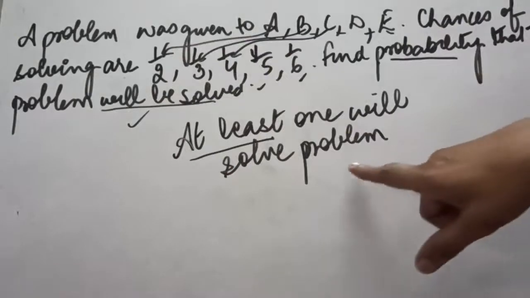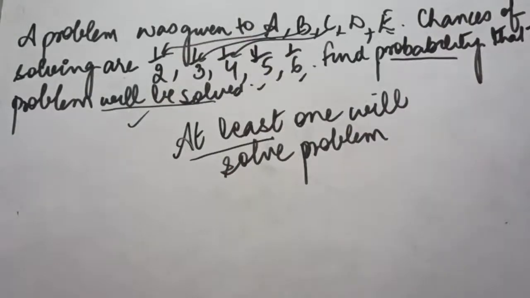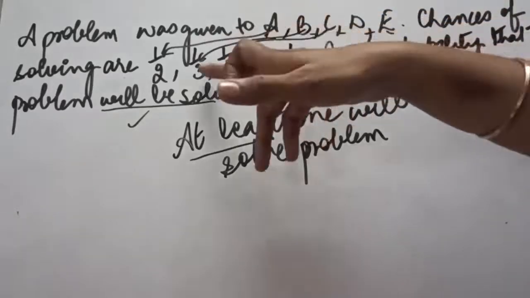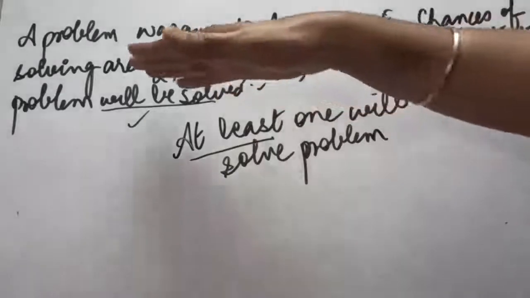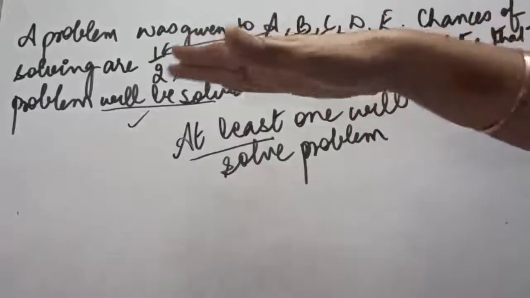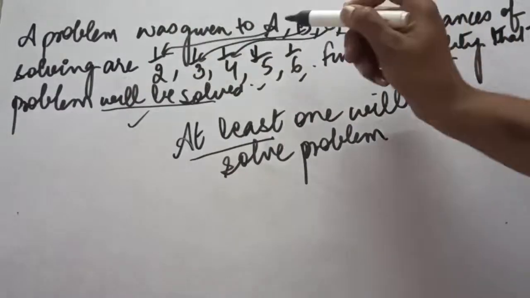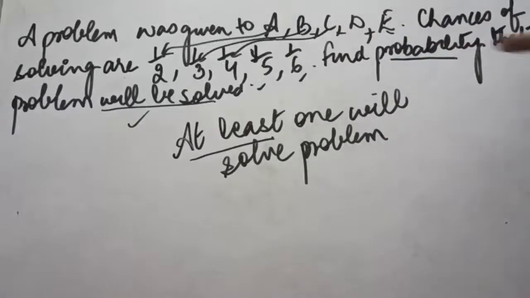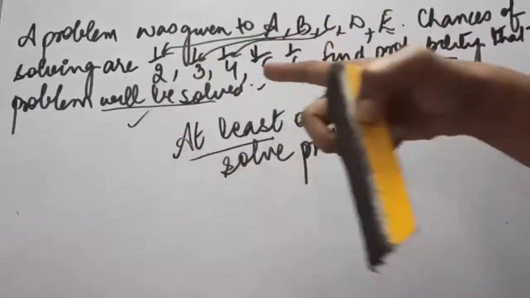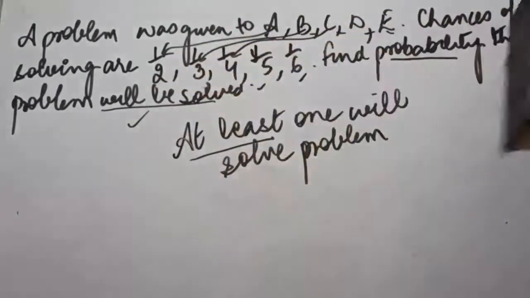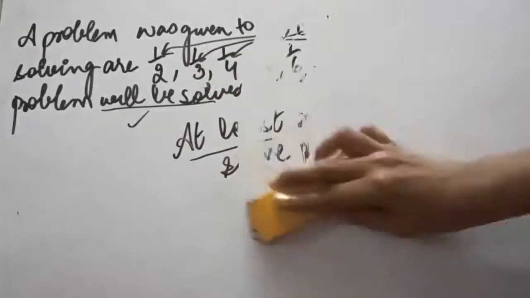Now in this question, as I told you, first we will find out the probability that the problem will not be solved at all. It means A will not be able to solve the problem, B will not be able to solve the problem, nobody will be solving the problem. It means all will not be able to solve the problem. So how will we reach that? We know that the chance of A solving the problem is half. B will solve the problem is 1 upon 3. I'll just note this down in a very brief format.